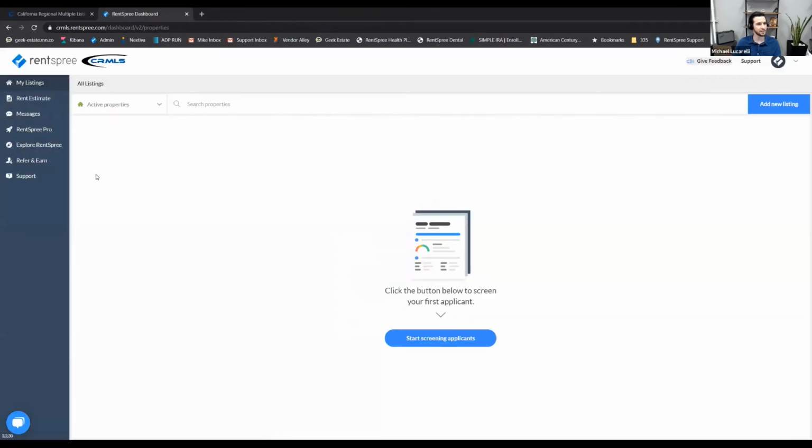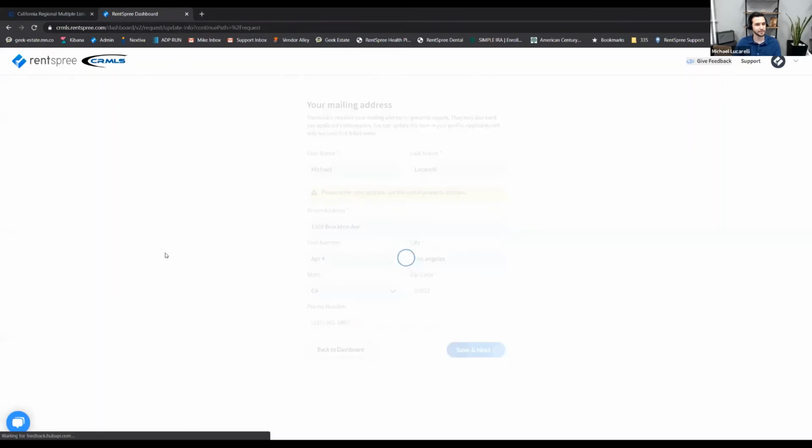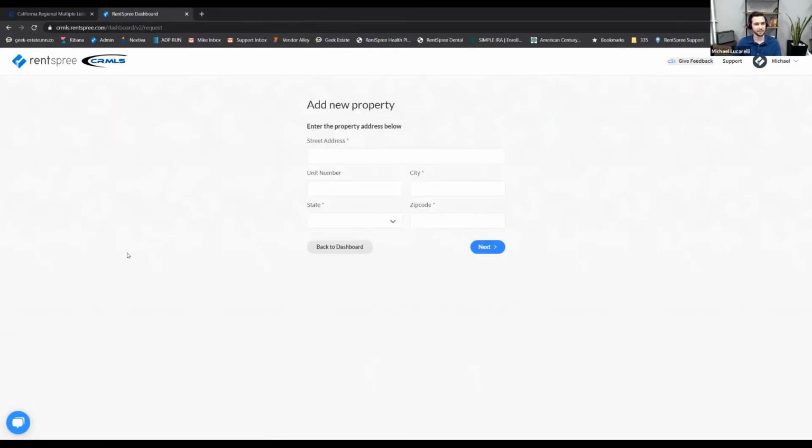And so this is the Rentspree dashboard. Here's where you can add new listings, screen new tenants, and review reports that you've received. All of it can be done easily from the Rentspree dashboard here. So what I'll do first is hit this Start Screening Applicants button to start with my first applicant. Before you screen your first tenant, you enter your mailing address. And from there, it's a matter of adding the property that the applicant would like to apply to.